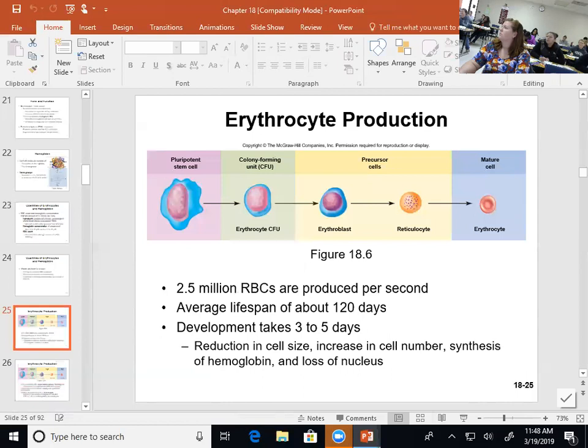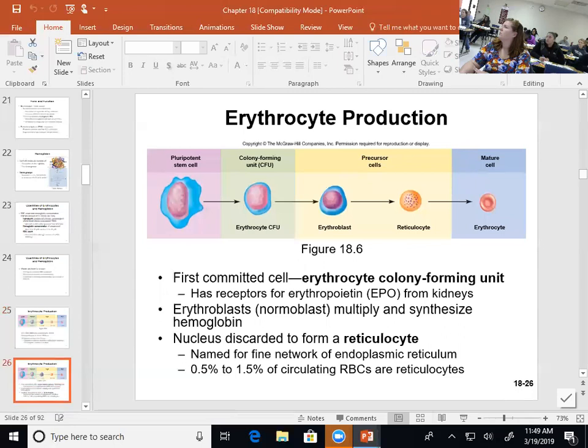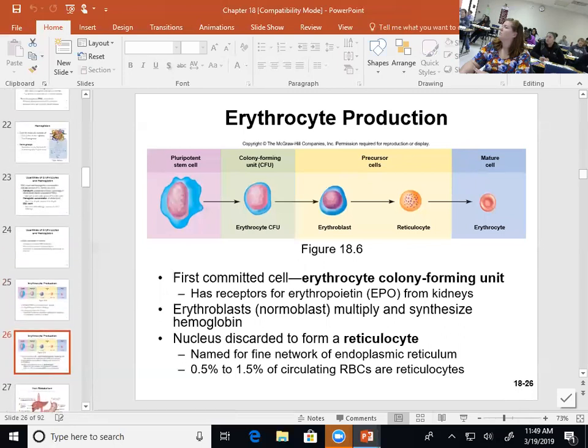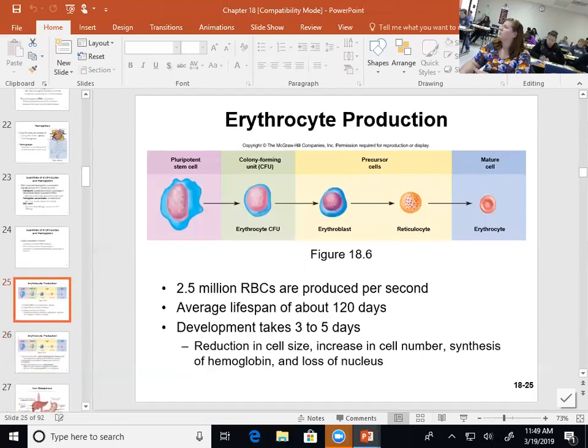So look, y'all said that erythropoietin is a hormone that the kidneys produce most of. It travels through the bloodstream to the red bone marrow, and it's going to affect a cell that we actually call an erythroblast. An erythroblast. It's a stem cell that becomes an erythroblast.